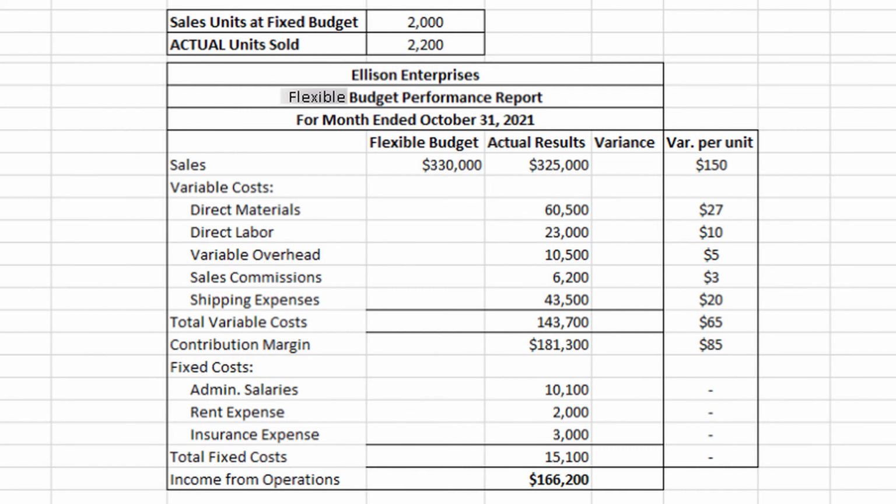We can do the same process for all of the variable costs. 2,200 times 27 is equal to $59,400 of budgeted direct material costs. 2,200 times 10 equals $22,000 of direct labor costs. Using the same process, we get the variable overhead to be $11,000, the sales commissions to be $6,600, and the shipping expenses to be $44,000. Adding up all of the variable costs from the flexible budget gives us $143,000.